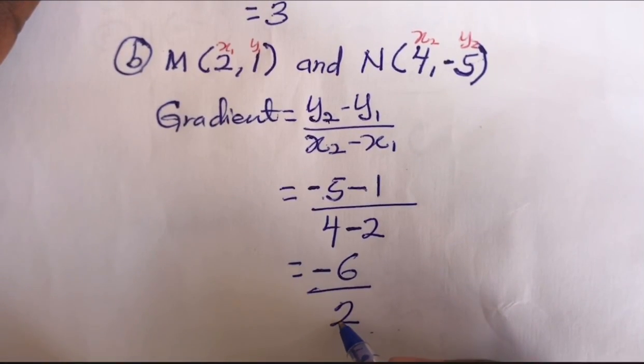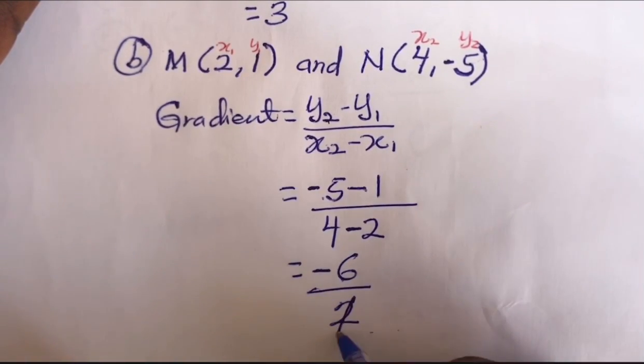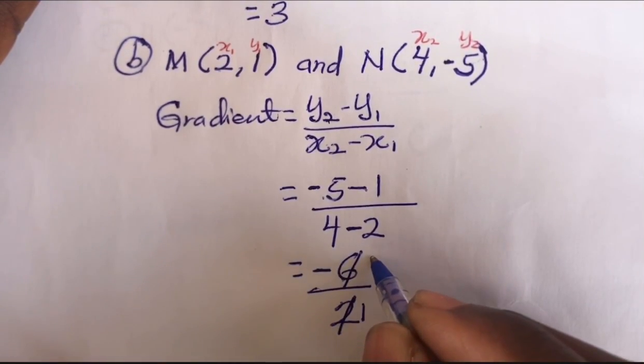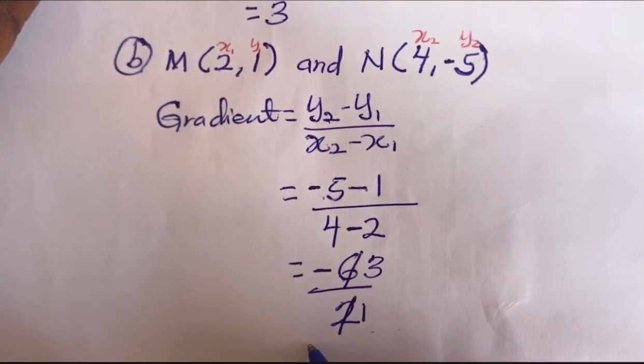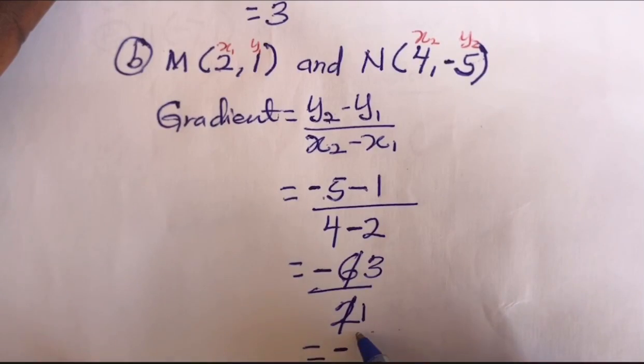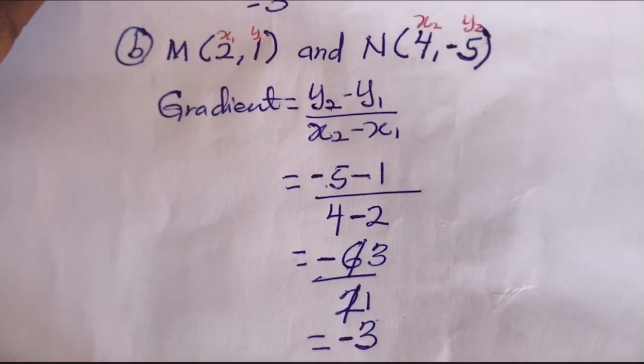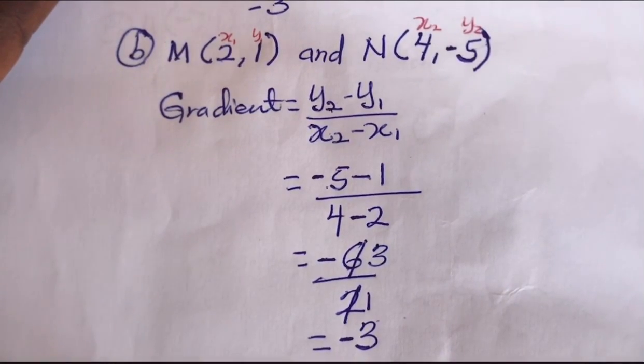So what number can go into the 2 and also go into the 6? 2 will go into itself 1. It will go into the 6 3 times. So our final answer is minus 3 over 1, which is the same as minus 3. So this is the second part of the question.